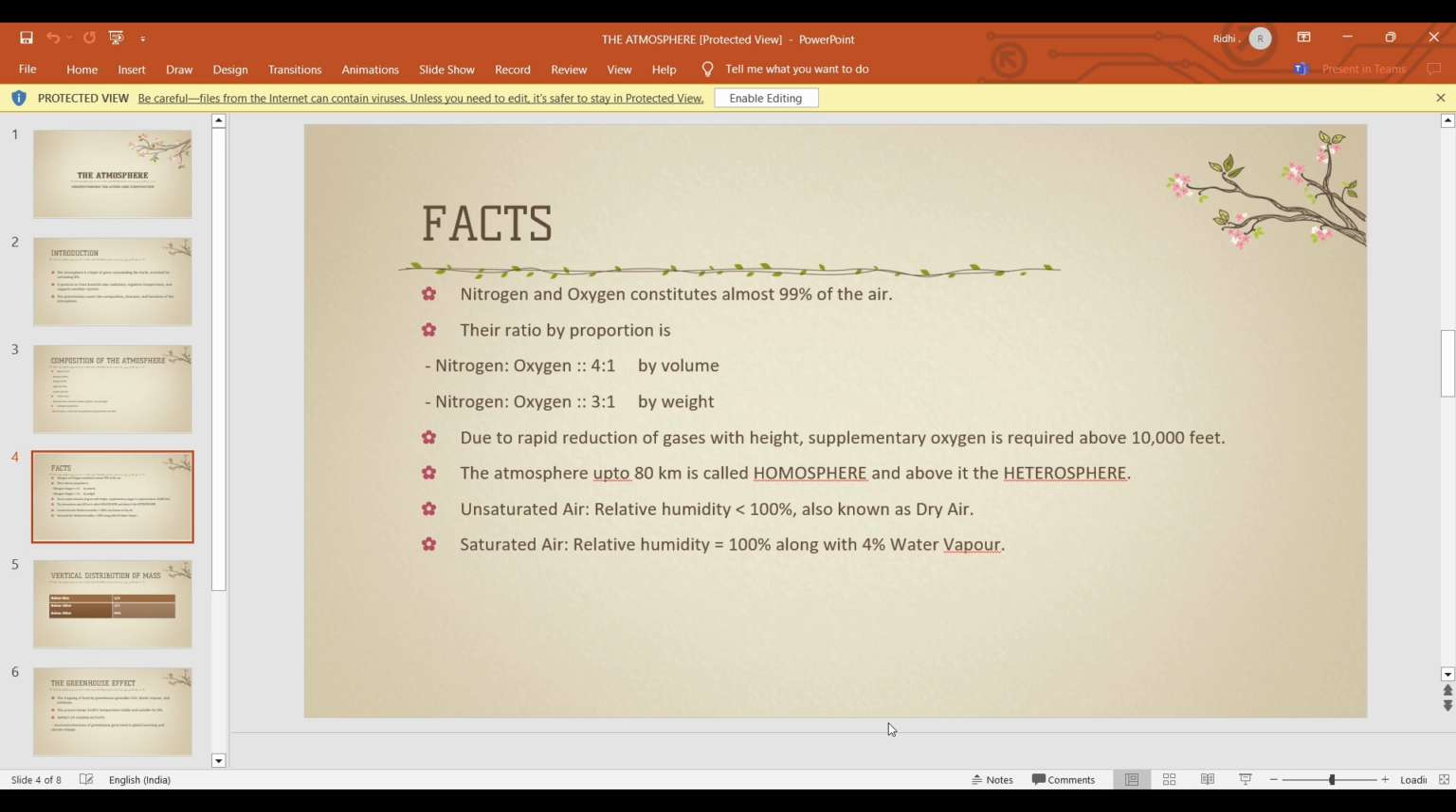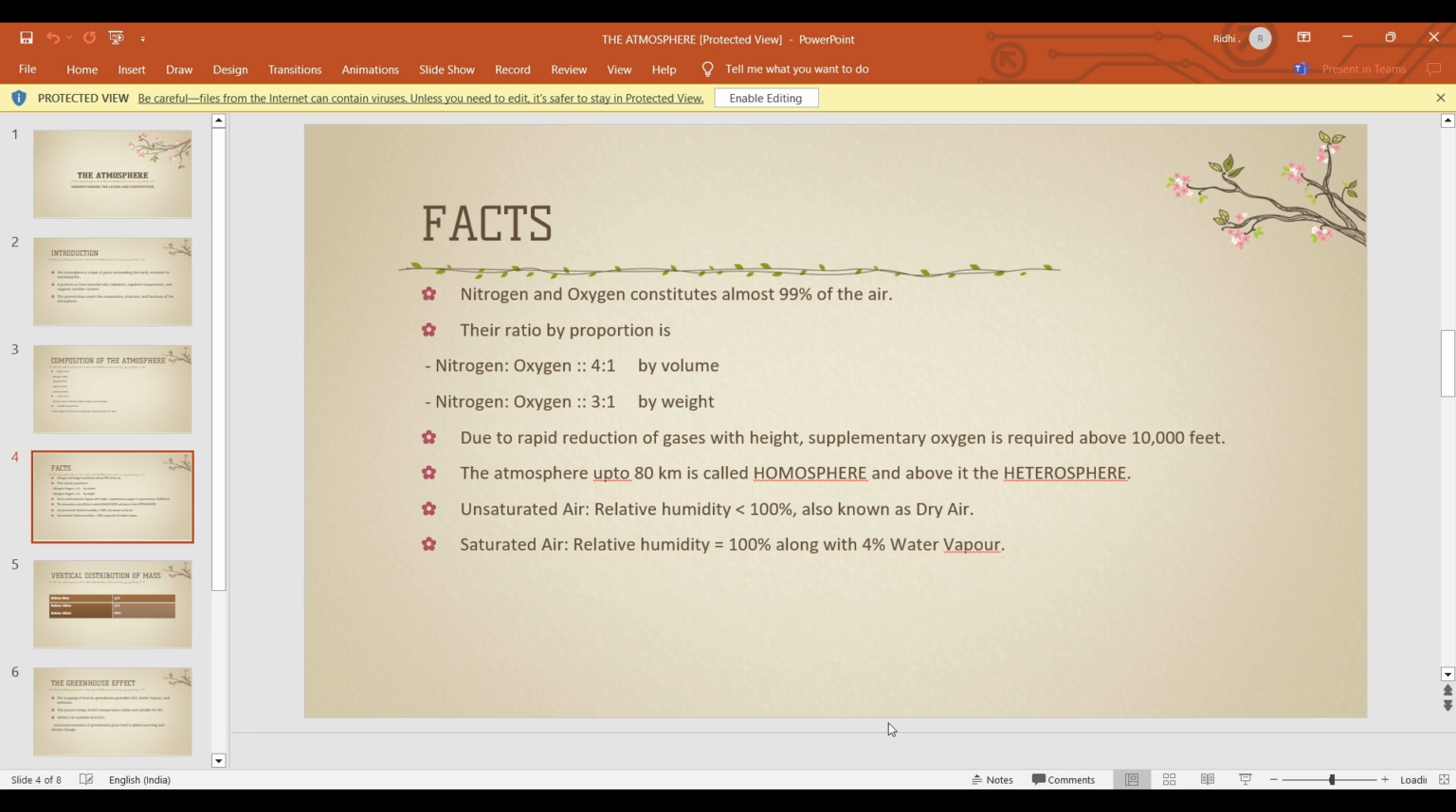Some facts about the atmosphere. Nitrogen and oxygen constitute almost 99% of the air. The ratio by proportion of nitrogen and oxygen is as follows. Nitrogen to oxygen by volume is 4 to 1 and by weight it is 3 to 1.